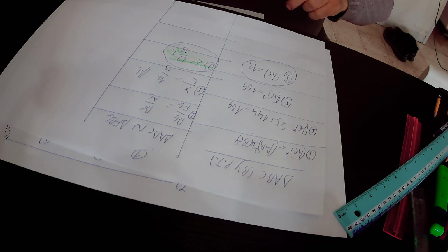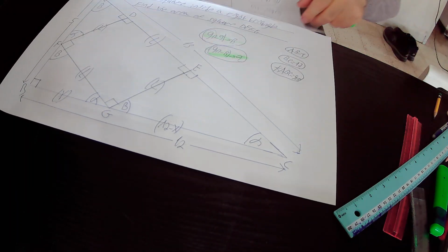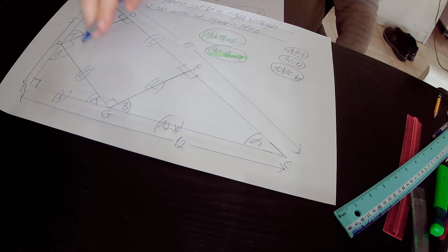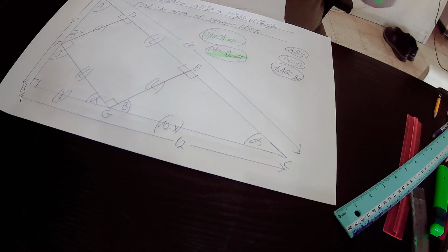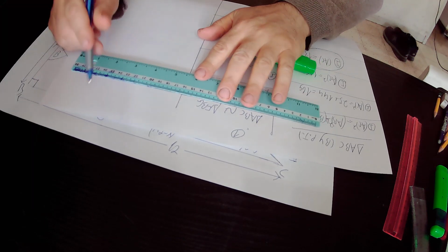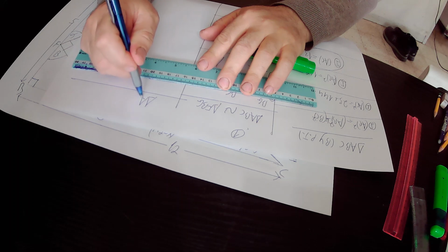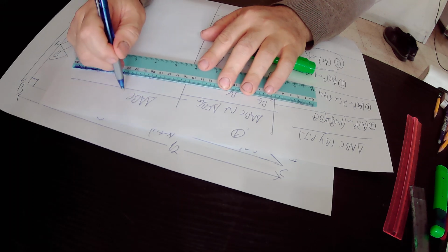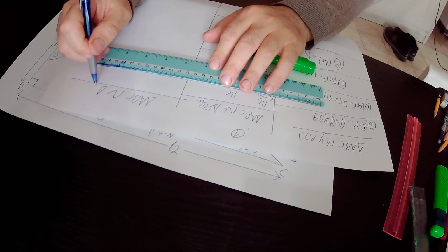And we also know that the big right triangle ABC is similar to the right triangle EGC.